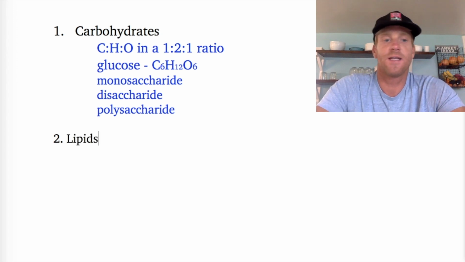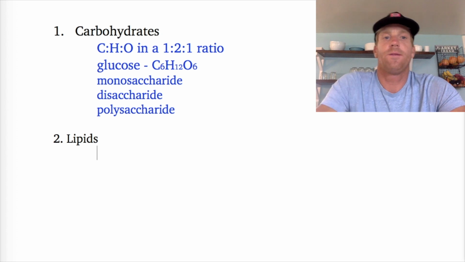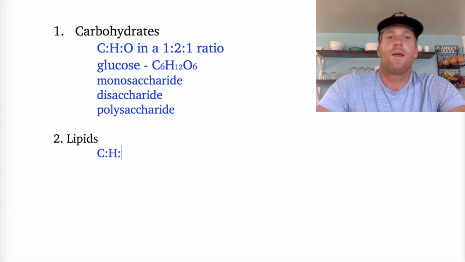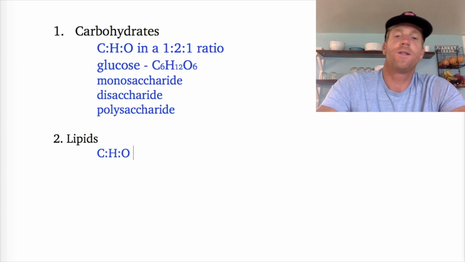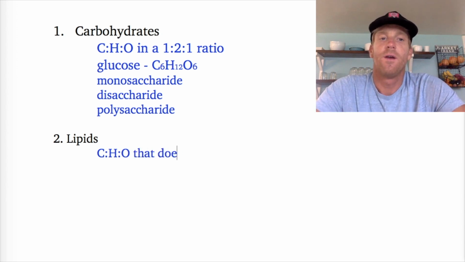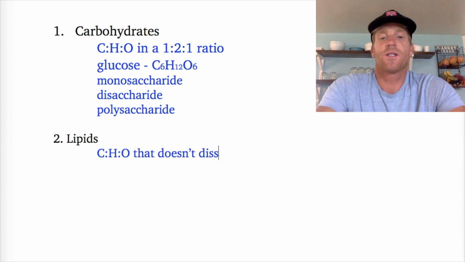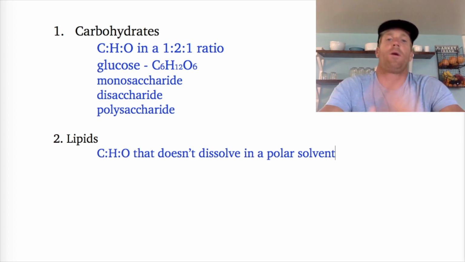Next up, our second type of organic molecule. These are called lipids. Okay, and a good definition for a lipid is a molecule that consists of carbon, hydrogen, and oxygen, but not really in this 1 to 2 to 1 ratio. It's carbon, hydrogen, and oxygen that doesn't dissolve in a polar solvent, right?